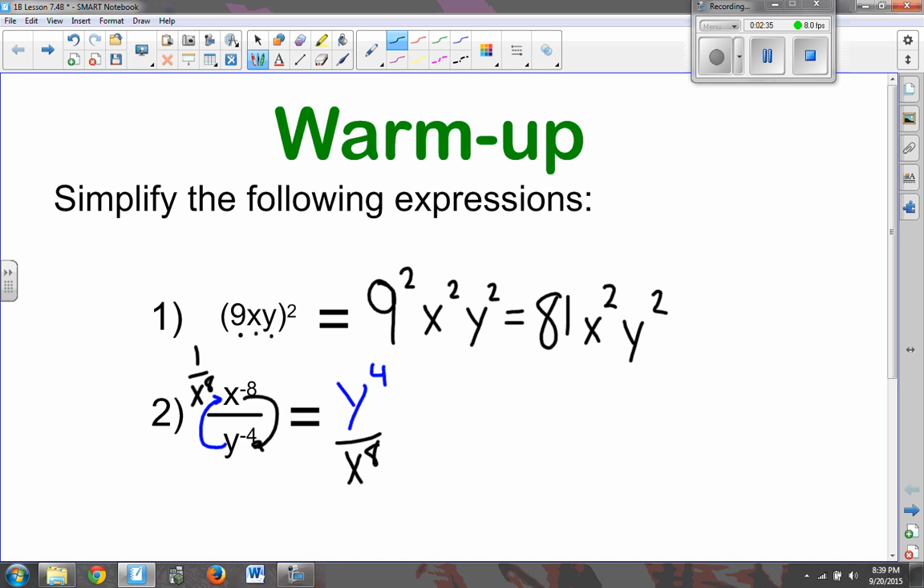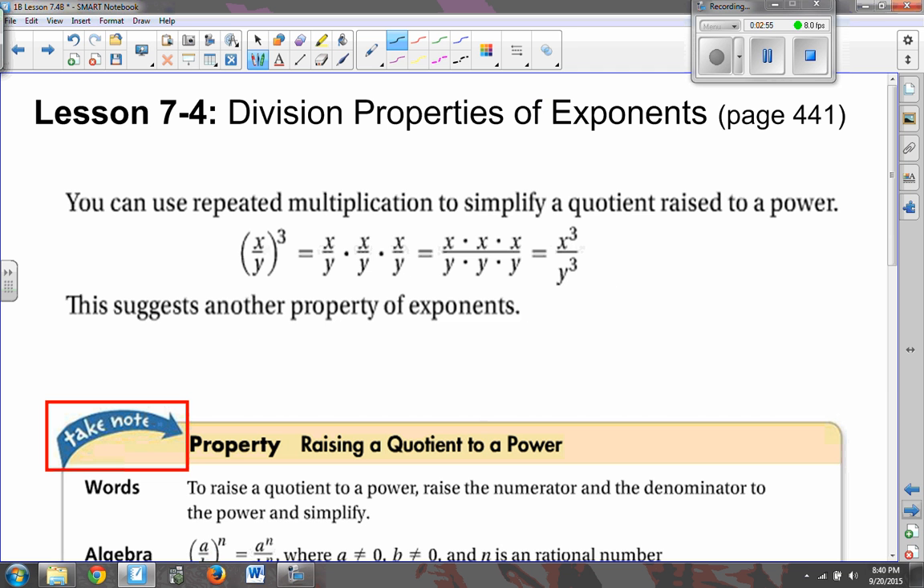Hopefully those two refreshers are just review for you and you know them very well: a product to a power, and then negative exponents and going from the top of the fraction down to the bottom. All right? When you're ready, turn with me, please, to page 441, and we're going to look at one more rule for exponents before we are done with the beginning of this chapter.